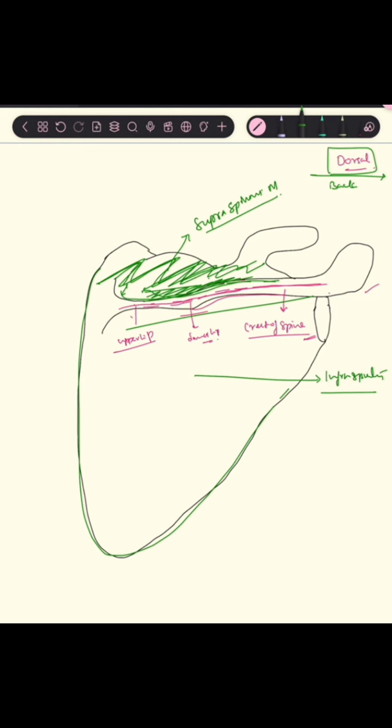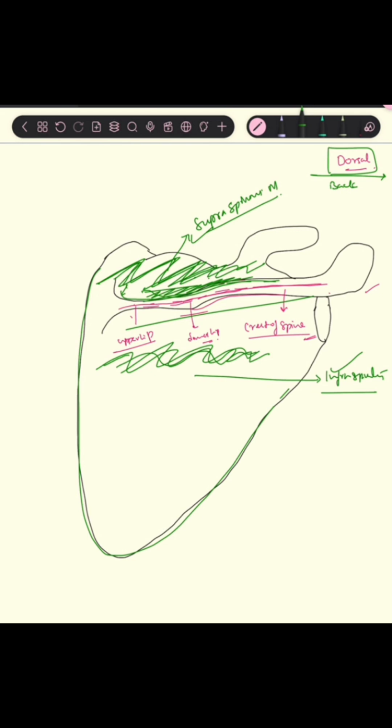And the infraspinatus muscle is also taking its origin from the infraspinous area, not the lateral side. I am leaving the lateral side. See, only the medial surface. Medially it is coming, not the lateral side. So the infraspinatus muscle and the supraspinatus muscle take their origin from the supraspinous region of the spine and the medial part of the infraspinous region of the backside of the spine. This is where the supraspinatus muscle and infraspinatus muscle take their origin.